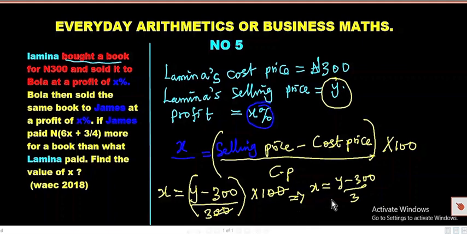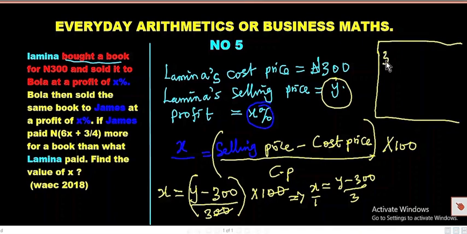All right. So let me make y the subject of the formula. If I clear the fraction, I'm going to tidy up the screen. But then this is going to be 3x is equal to y minus 300. Therefore, y is equal to 3x plus 300. So this is the value for the cost price of Lamina.